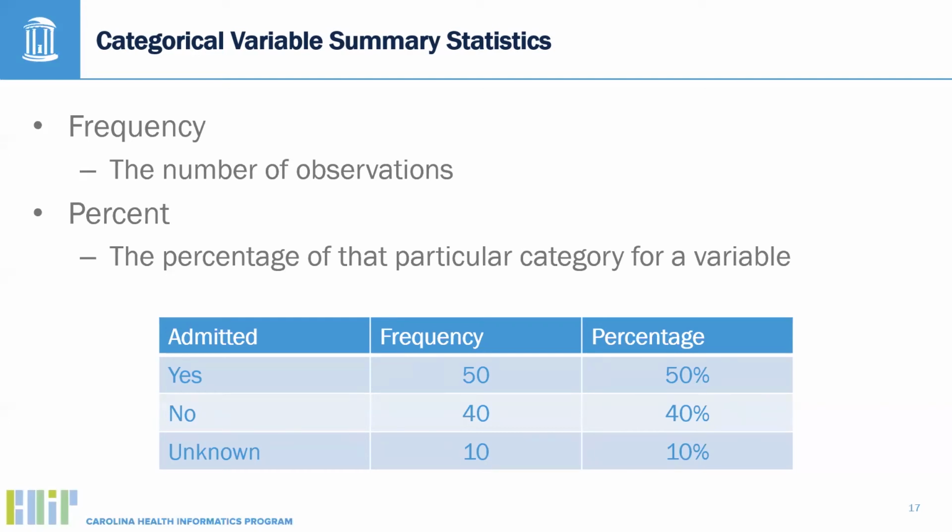So for those admitted to the hospital, we know their frequency count is 50. We also know the percentage of the total of 100 is 50%. On the other hand, 40 people have not been admitted to the hospital. In this case, the frequency count is 40, and of the total percentage, this is 40%.